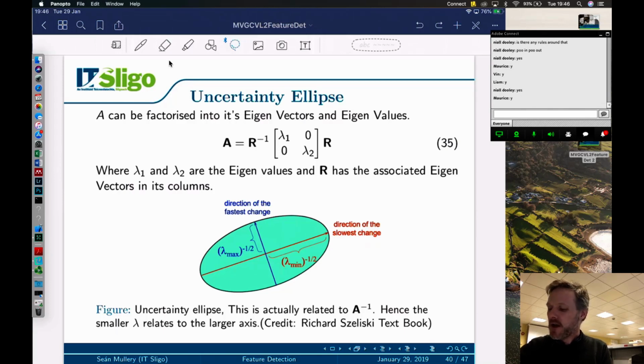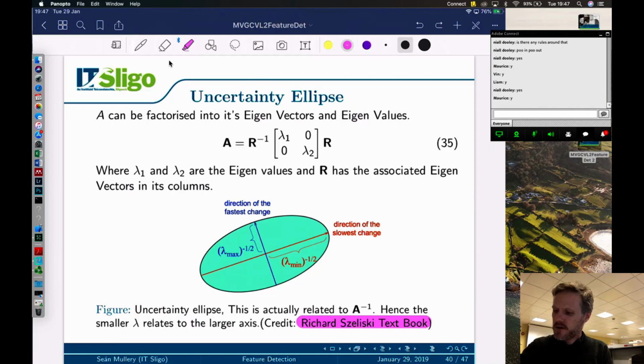Okay, so that's good. As it happens, you can read this in Szeliski's book, he has a full few pages on it, where he does an analysis of that ellipse and looks at the eigenvalues of it. The analysis that he does is actually on the inverse of A rather than on A itself. But that's fine because if we know the eigenvalues of A, we can find out the eigenvalues of A inverse. And if we know the eigenvalues of A inverse, we can find out the eigenvalues of A.